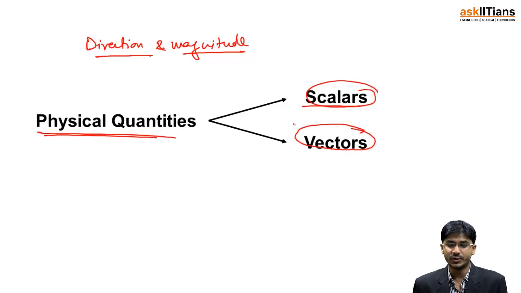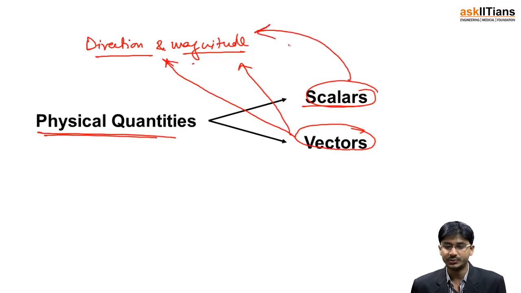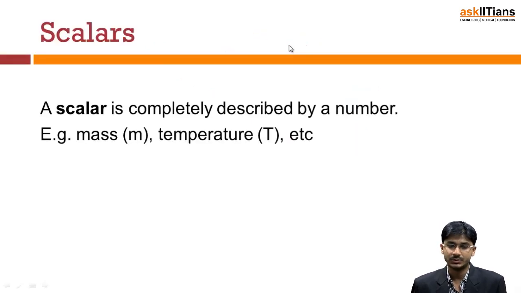Physical quantities that we talk about, there are two types: scalars that we have been dealing with all the time, and then there are vectors. These vectors have direction and magnitude both. What does the scalar have? It has only the magnitude, no direction. Now a scalar is completely described by a number, meaning you don't need to give it a direction, left, east, north, south, anything. You don't need to give it a direction.